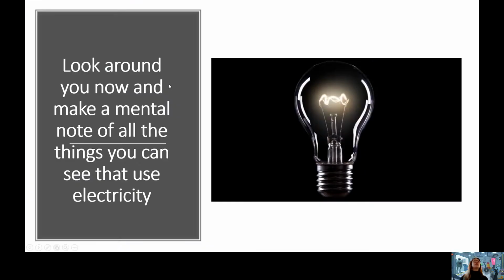Now, I would like you to take a look around you and make a mental note in your head of all the things you can see that use electricity. So I'm looking around me right now. I can see lights on the ceiling, phone, computer, speakers, wires, anything around you that uses electricity. And you will see that we use electricity in our everyday life. Try going for an hour without using something that requires electricity.